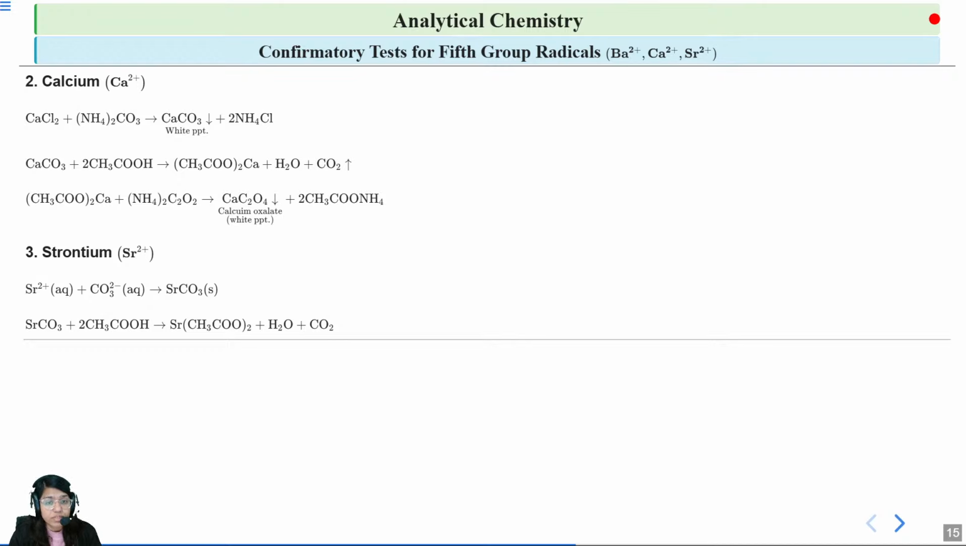Strontium carbonate SrCO3 reacts with acetic acid to form strontium acetate (CH3COO)2Sr, and water and carbon dioxide gas are also formed. So we can say that the carbonate ion CO3 2- from SrCO3 reacts with the hydrogen ions from acetic acid to produce water and carbon dioxide gas, while the strontium ion Sr2+ combines with the acetate ion CH3COO- to form the soluble salt strontium acetate.